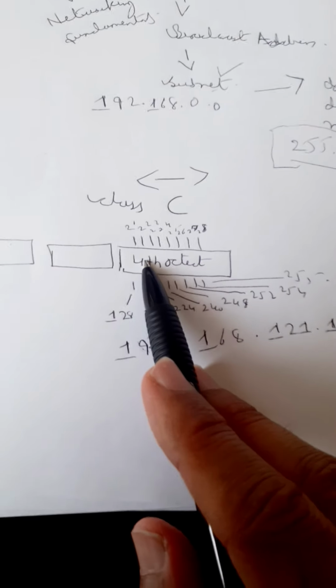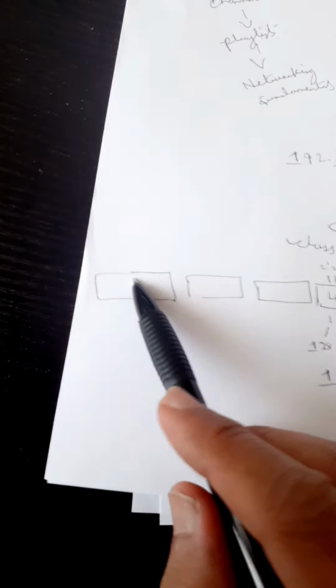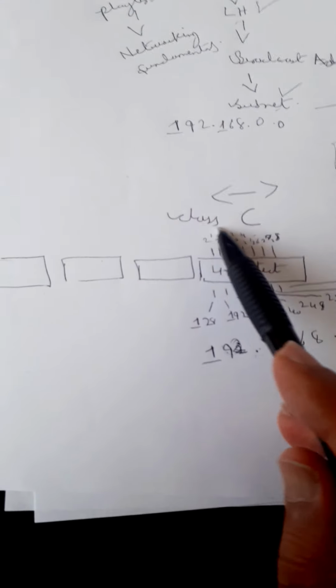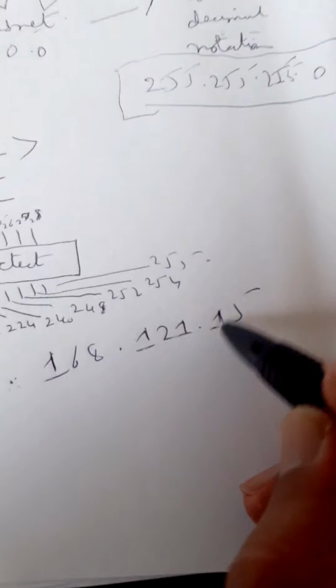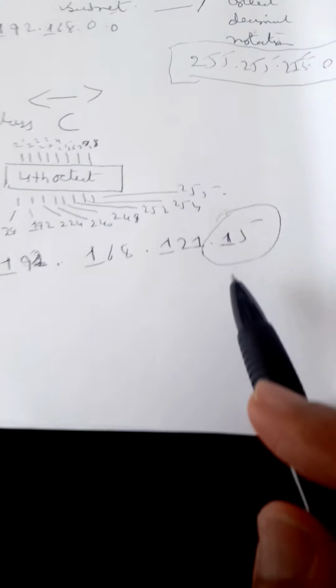192.168.121.15. Now here, that's the fourth octet. That's the first octet, second, third, fourth. Same as that: 1, 2, 3. We are not concerned about these. We are working in class C, so we are concerned about the fourth octet. There we go. So we will be working in this octet. Remember, where there is 15, we have to mark this one first.